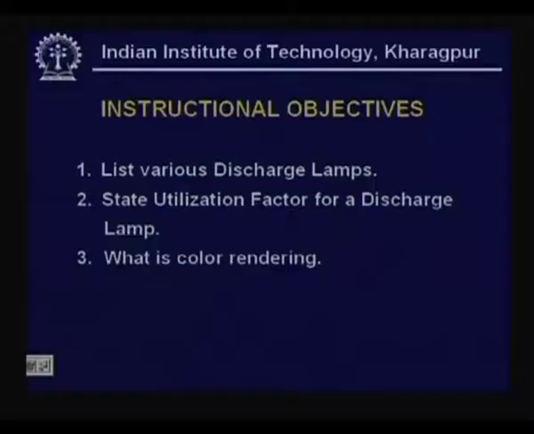Now there is one aspect, the ability of the lamps to reproduce the object color, which is a very important issue when choosing a particular lamp, and that's what we call color rendering. And then the next objective therefore is: what is color rendering.